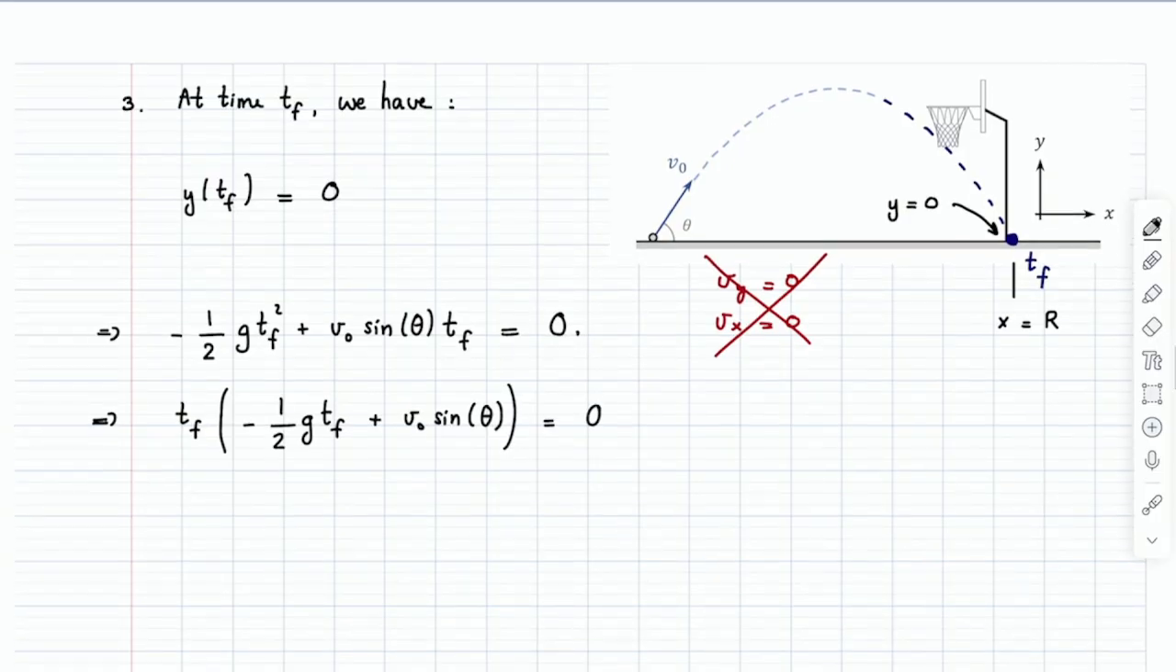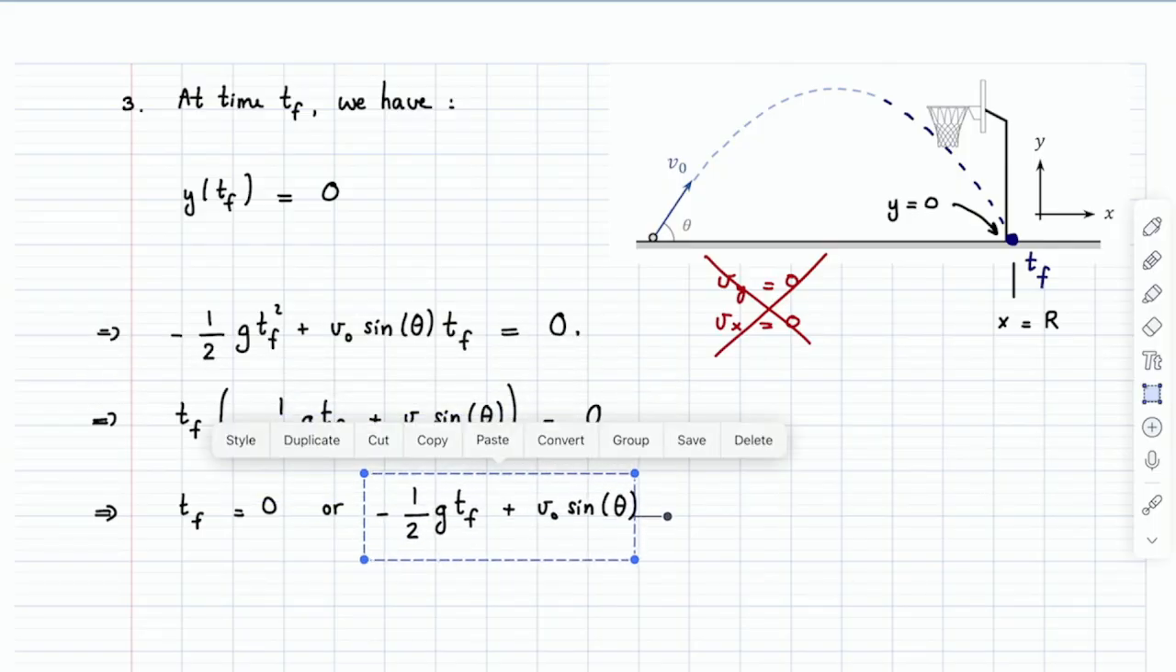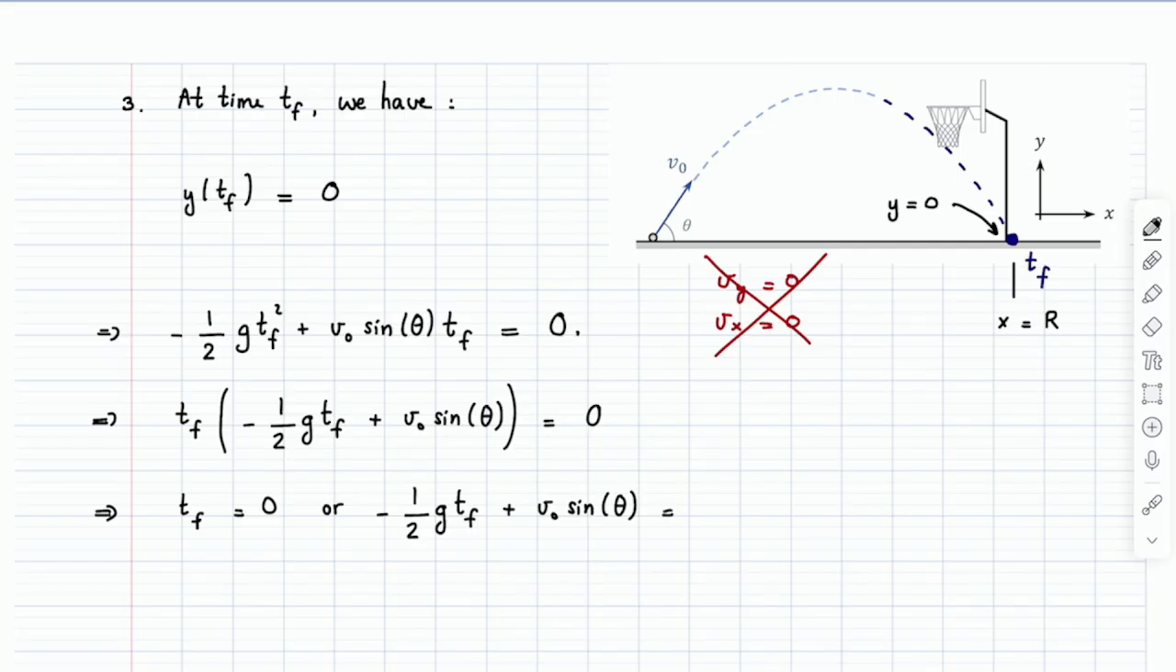And if I have that, then I can say a product of terms is equal to 0 if and only if at least one of the terms is 0. So it is either the case that t final is 0, or it is the case that all of this is 0. And of course, t final equal to 0 makes no sense. T equals 0 here. Now, is y equals 0 when t equals 0? Sure it is. Mathematically, it's a great solution. But math doesn't know that this is when Tony Parker started jumping.